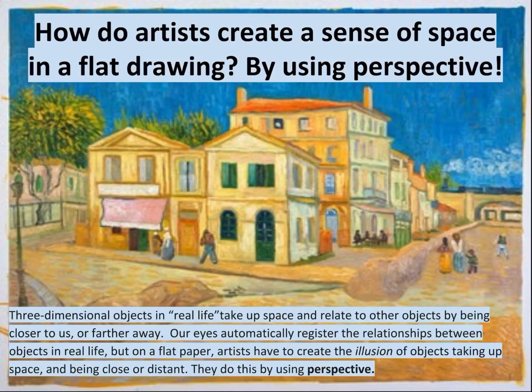How do artists create a sense of space in a flat drawing? By using perspective. Three-dimensional objects in real life take up space and relate to other objects by being closer to us or farther away. Our eyes automatically register the relationships between objects in real life, but on a flat paper, artists have to create the illusion of objects taking up space and being close or distant. They do this by using perspective.